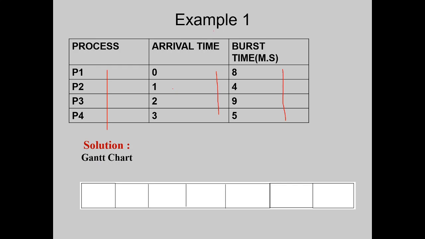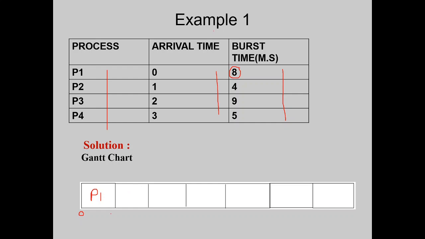Now check out at unit 0 which process has arrived. Yes, at unit 0 process P1 has arrived. So at the beginning, there are no other processes which have arrived in the ready queue. So the first process which has arrived in the ready queue is process P1. So allocate the CPU for process P1 and its burst time is 8. So it is going to execute.